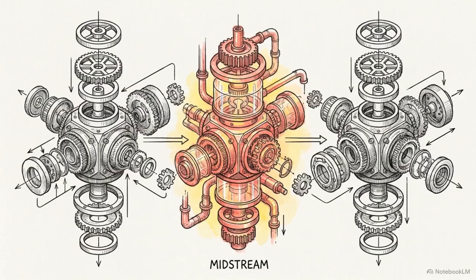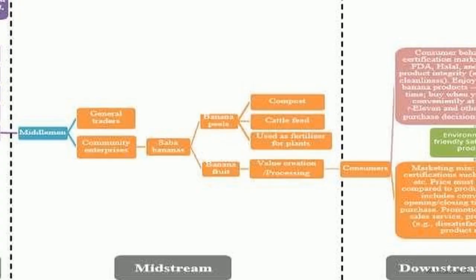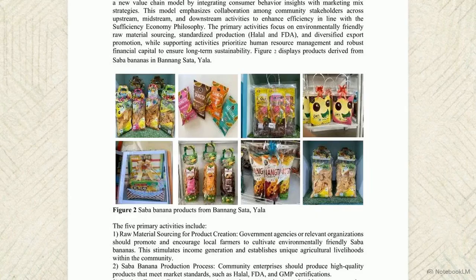Knowing what the consumer demands, we move one step backwards into the midstream node, where raw materials change hands. If the end consumer requires FDA-certified, high-value eco-products, midstream processors cannot survive by simply trading raw bunches of fruit. The architecture has to pivot. Here in the midstream section, the raw Saba bananas branch out into designated value creation and processing channels. This is what that pivot looks like in the real world.